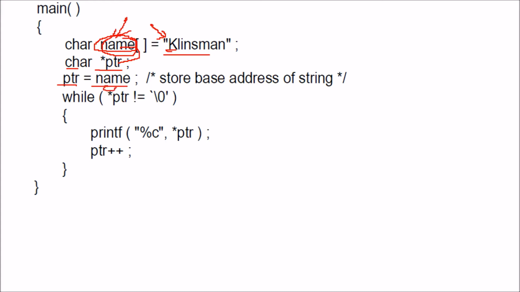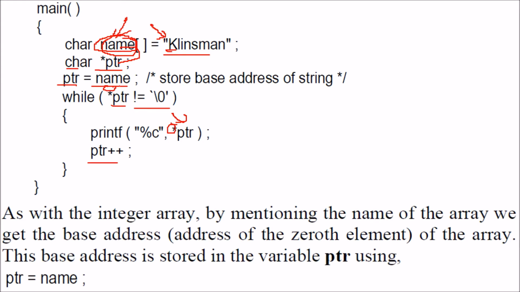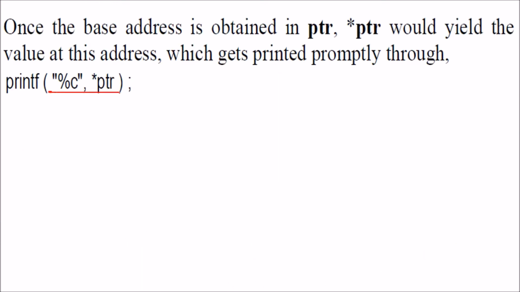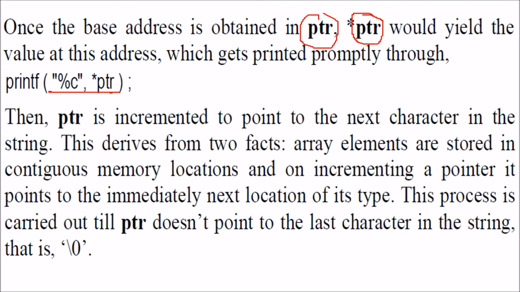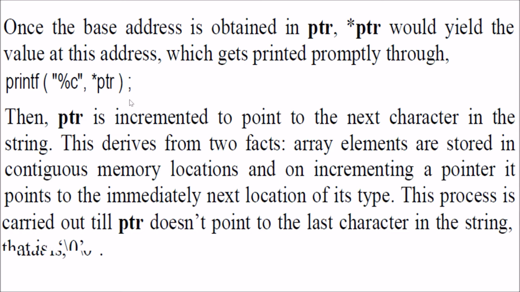Now, as long as the value at this PTR is not equal to \0, we print the value at that pointer and we increase the pointer. This is how it is done. So this is a similar way of printing. This is the value at the pointer, this is the address. So this PTR can be incremented, and it goes to the next location till \0 is encountered.